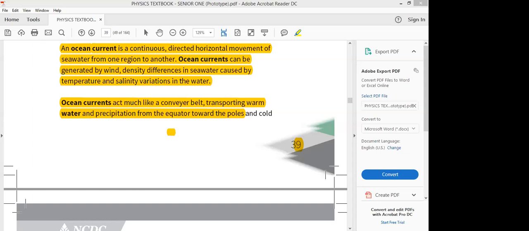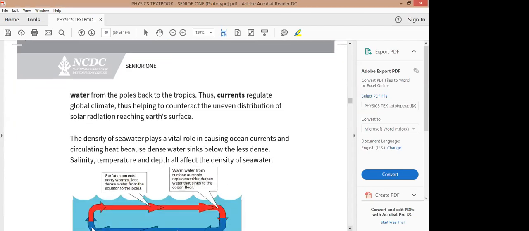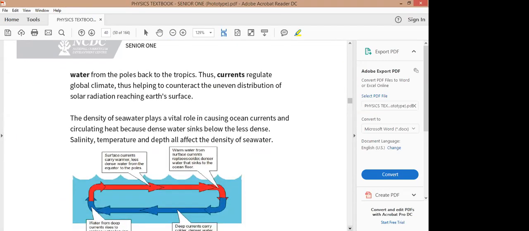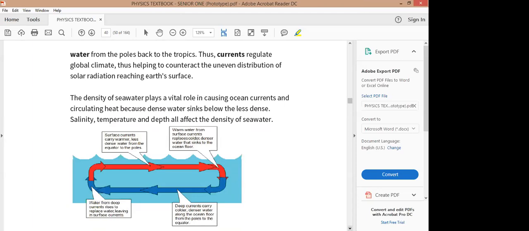So ocean currents act much like a conveyor belt, transporting warm water and precipitation from the equator toward the poles and cold water from the poles back to the tropics. Thus, currents regulate global climate, helping to counteract the uneven distribution of solar radiation reaching the Earth's surface.